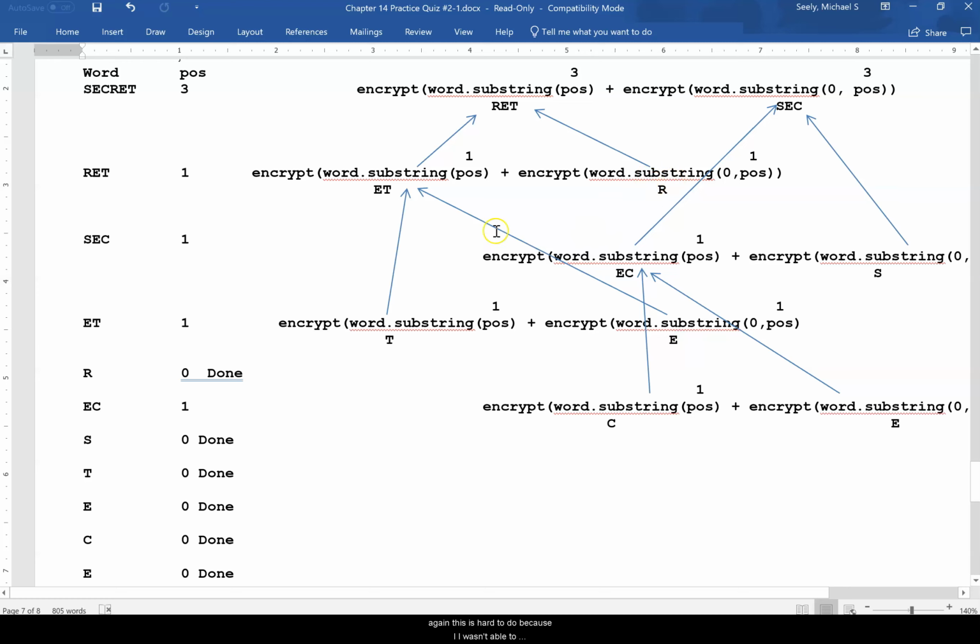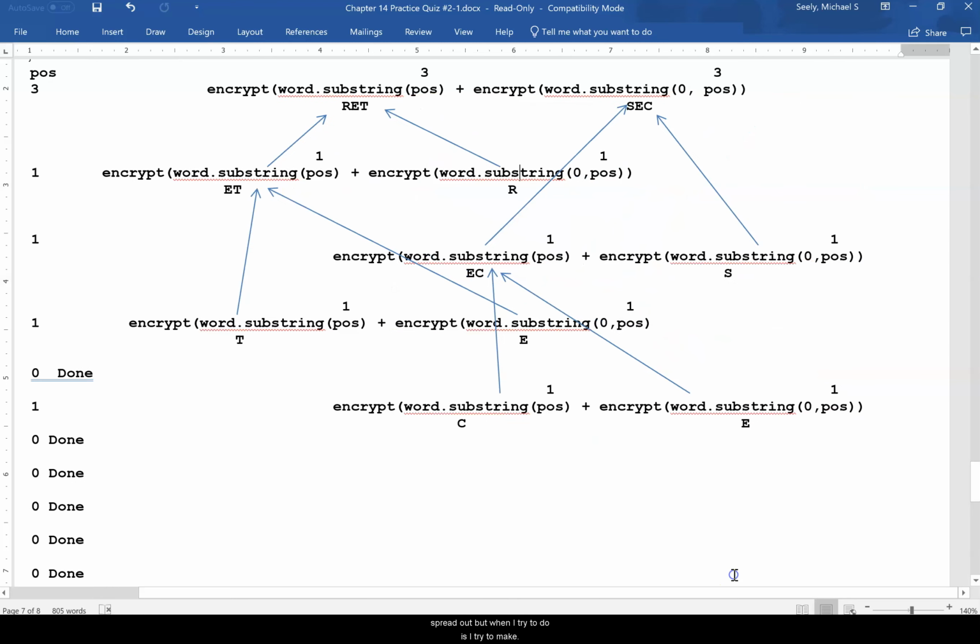Okay? So again, this is hard to do because I wasn't able to spread out, but what I try to do is make this on the left side, and these that are tabbed furthest over to the left are on this side, and then these are part of this one right here, and that's tabbed over. Now we've got to do our right-hand side, okay?